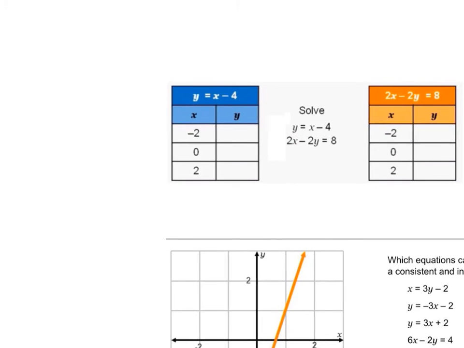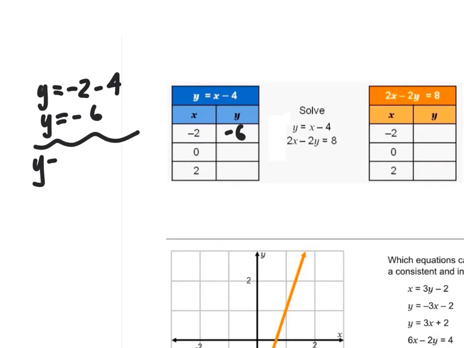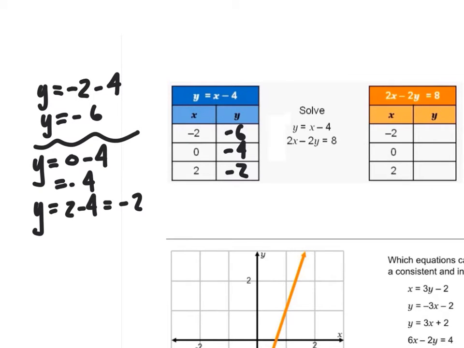What I'm going to do is plug in these x values into my equation here and figure out what my y value is. So if I plug in negative 2, I'm going to do y is equal to negative 2 minus 4. Okay, so y is going to equal negative 6. So I have negative 6 here. If I plug in 0, I'm going to do y is equal to 0 minus 4, which is going to equal negative 4. If I plug in 2, I'm going to get y is equal to 2 minus 4, which is going to give me negative 2. Okay, so these are just points on a graph.